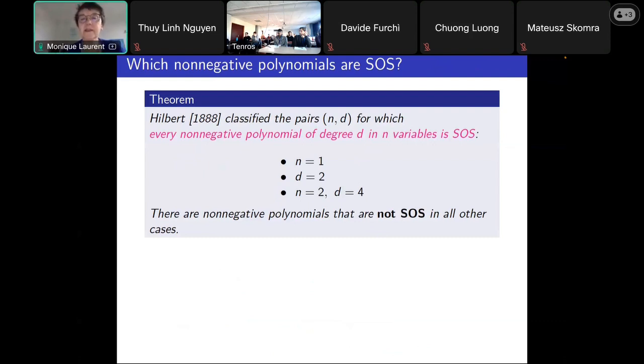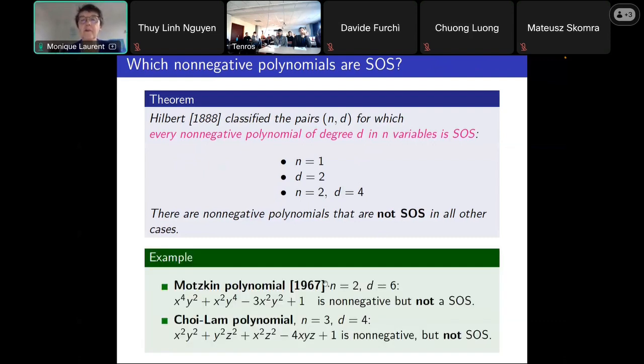And here are some very classical results. There is the famous Motzkin polynomial. It is a polynomial of degree 6 in two variables. It looks like this, it's given here. It is non-negative, but it is not a sum of squares. So I encourage you to do it for yourself to show this. For non-negativity, you may use the arithmetic-geometric mean inequality. And to check that it's not a sum of squares, you just try by brute force, look at coefficients, and come to a contradiction.